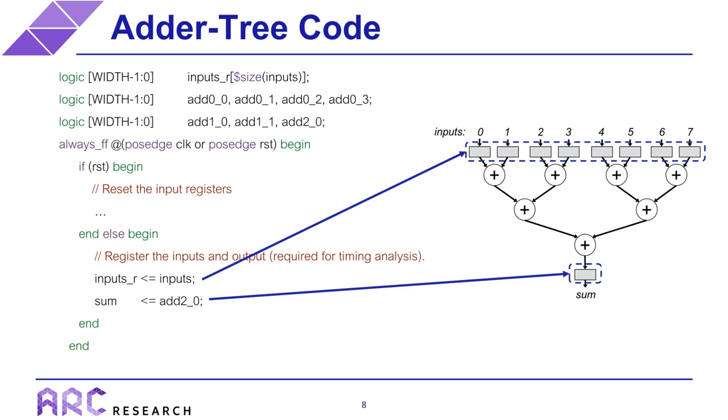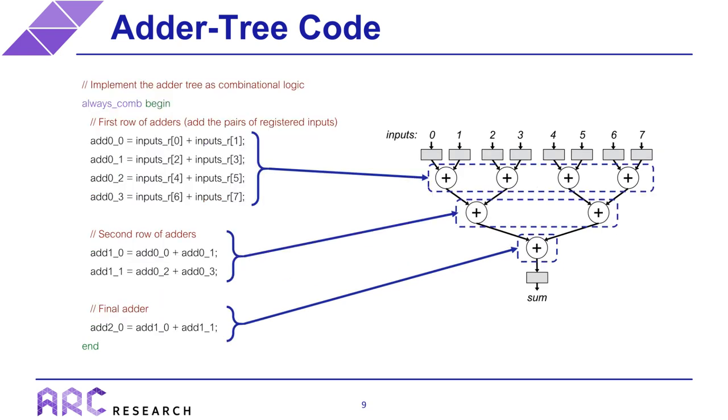So taking a quick look at the code, we can see how this circuit gets synthesized. The code uses an always_ff block that assigns the input array to an internal logic array, which creates registers for the inputs because it is done on a rising clock edge. Similarly, we have the sum output becoming a register because it is also assigned on a rising clock edge. This slide looks at another part of the code that includes a second always block that we use for the combinational logic in this example, which in this case is just all of the adders. So if you look at the block, the first 4 lines add the 4 pairs of registered inputs. The next 2 lines create the second row of adders by adding the sums of the first row. And then the final line creates the final adder that adds the 2 outputs from the second row of adders.